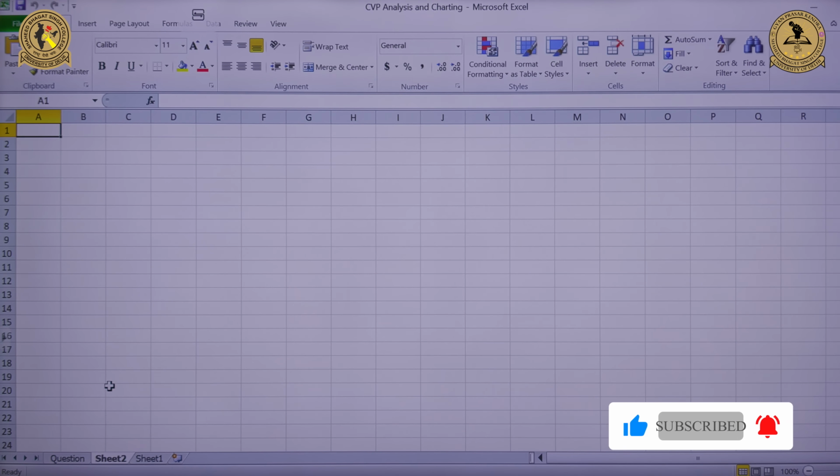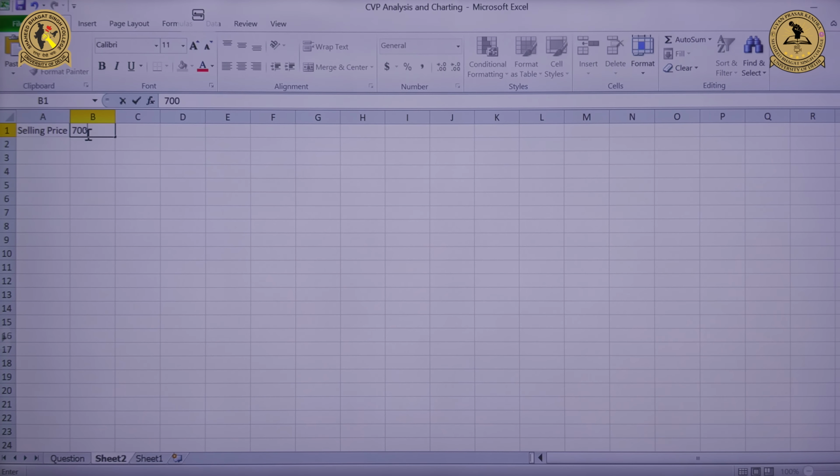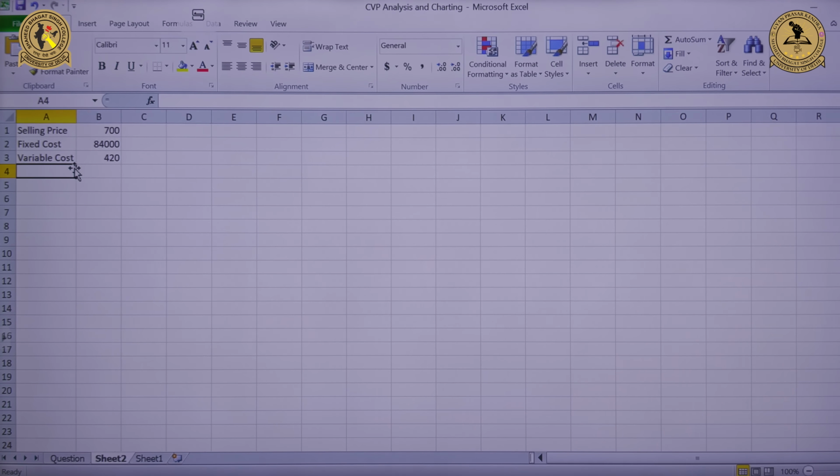So let's begin. So in this case, my selling price is 700 rupees. Fixed cost is 84,000 rupees. Variable cost is 420 rupees. So based upon this information, first and foremost, I need to calculate the contribution margin followed by the PV ratio. The formula for the contribution margin or the contribution per unit is equals to selling price minus variable cost per unit.